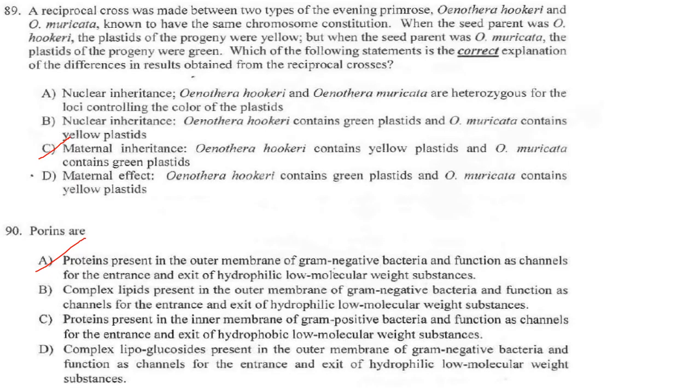Next one. A reciprocal cross was made between two types of the evening primrose, Oenothera hookeri and Oenothera muricata, known to have the same chromosome constitution. When the seed parent was Oenothera hookeri, the plastids of the progeny were yellow. But when the seed parent was Oenothera muricata, the plastids of the progeny were green. Which of the following statements is the correct explanation of the differences in result obtained from the reciprocal cross?